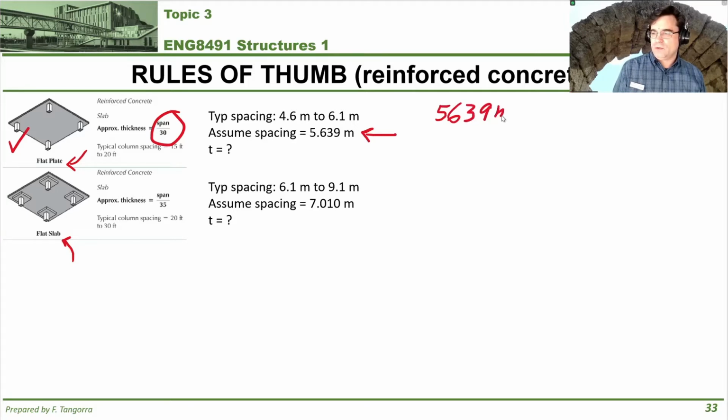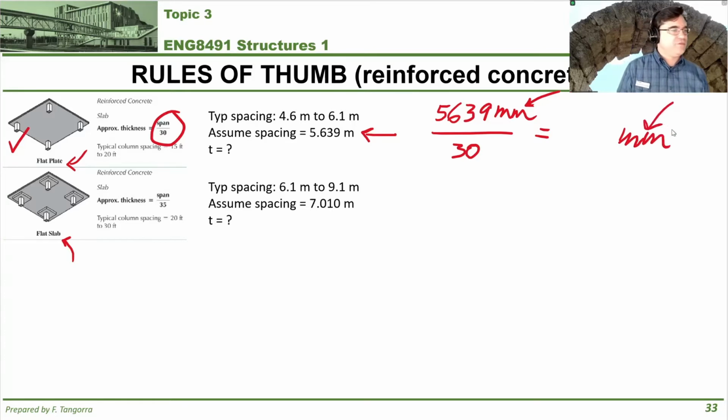5,639 millimeters divided by 30. The nice thing about these rules of thumb is whatever unit you use here is going to be the same unit as your answer right here. So millimeters, millimeters. So when I divide 5,639 by 30, I get a thickness of slab that is 187.97 millimeters.